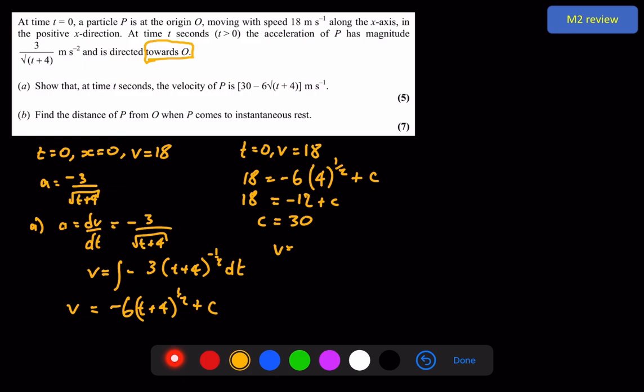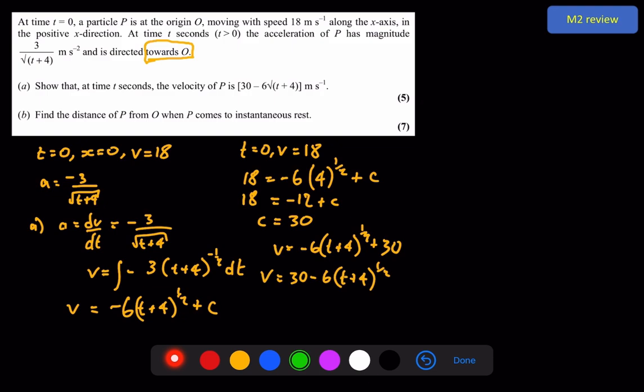So v is equal to minus 6 (t plus 4) to the half, plus 30, and that matches, although they've written their 30 in front, like so. Part A finished. Part B, find the distance of P from O when P comes to instantaneous rest.